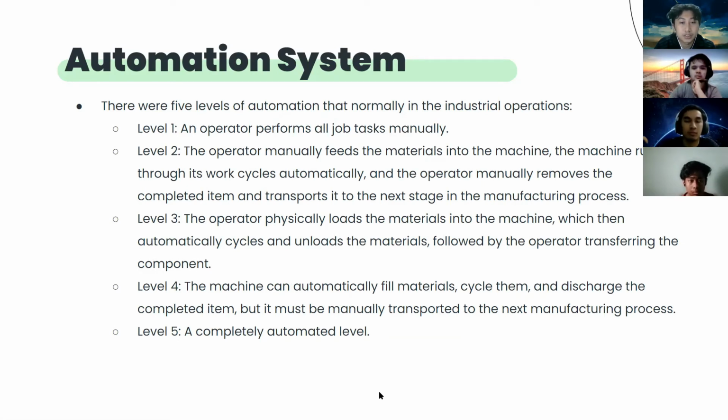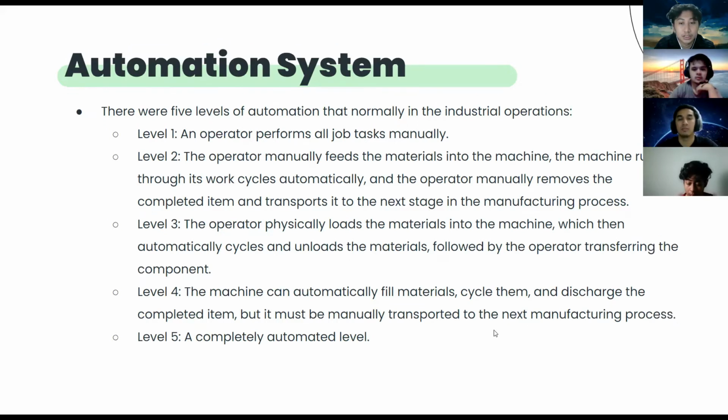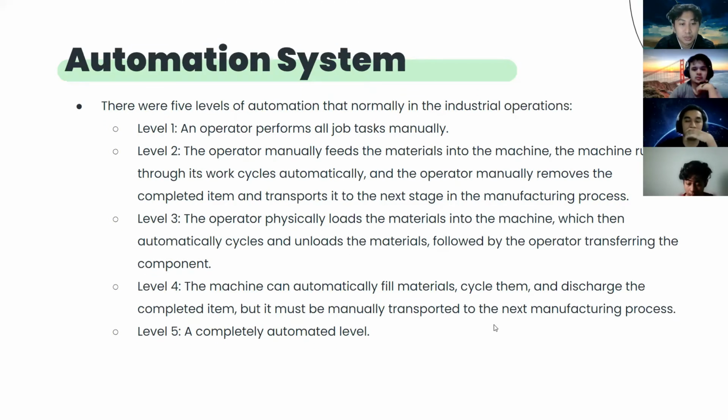Level 3 is the operator physically loads the material into the machine, which automatically cycles and unloads the material, and then the operator transfers the component. Level 4, the machine can automatically feed material, cycle them, and discharge the completed item, which is then manually transported. And level 5 is completely automated.